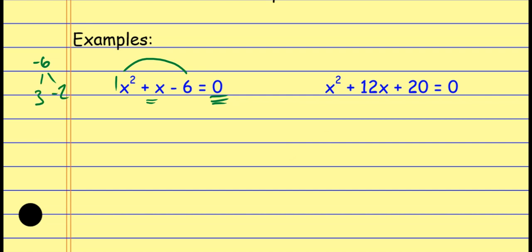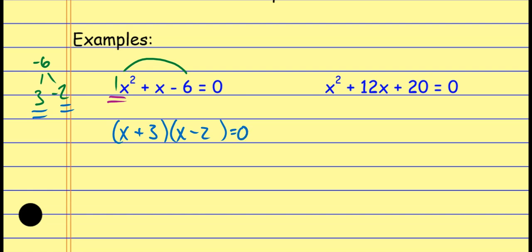And remember, when I have a 1 out front, like I do on this one, I get to use my shortcut. And my shortcut is I just go right to x for each of these binomials. And then I just say, hey, it's a positive 3 and a negative 2, so a plus 3 and a minus 2. Okay? So it was already set equal to 0.